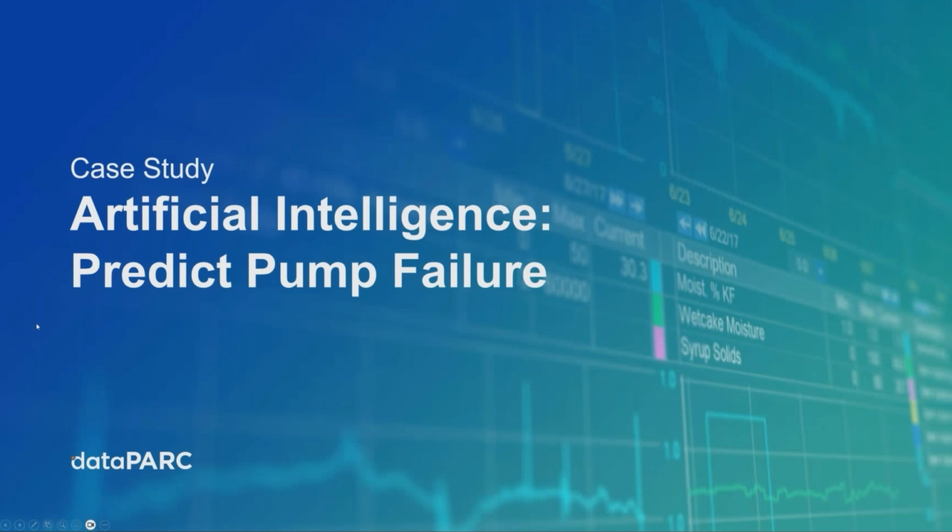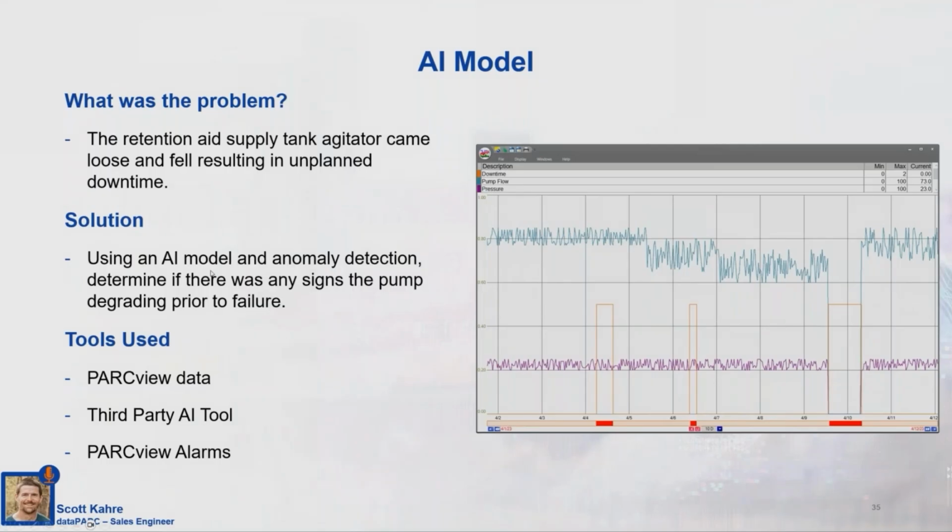So now let's talk about one more example. This one is kind of taking another step into a little higher complexity and utilizing artificial intelligence. So in this case, and this is in retrospect, the problem was identified as a retention aid supply tank. It's a chemical mix tank that had an agitator that had come loose and fallen off and caused problems in the process.